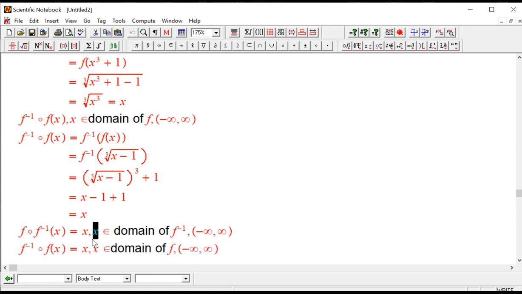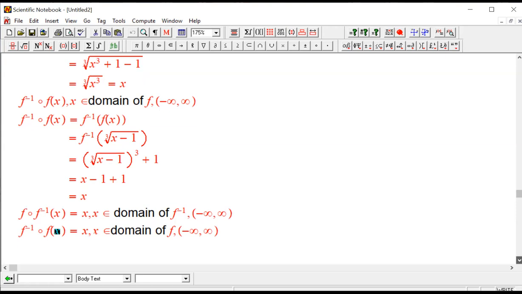But these two x's, even though they are called by the same name, this x, which f inverse is applied to first, that x is from the domain of f inverse. This x, which function f is applied to first, that x belongs to the domain of f. Even though they're by the same name, they actually mean different things. Okay, sometimes they are different. Okay, so in the future you will see that.